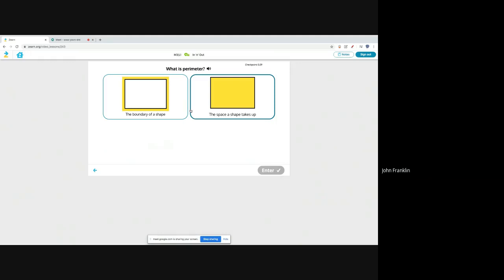So the question is, what is the perimeter of the rectangle? The boundary of a shape or the space a shape takes up? Well, he traced the outside of it, so I'm going to go with the boundary of a shape. Correct.